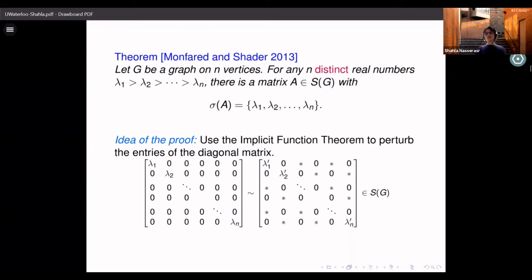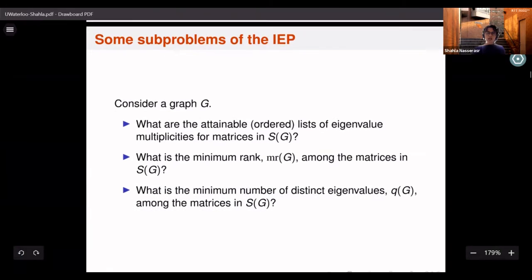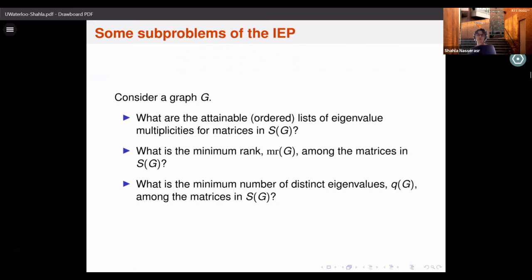So these are some of the results that are known about the inverse eigenvalue problem. Obviously, there are way more results than I can talk about here. I'm just going to talk about some of the sub-problems for now. So when you think about the inverse eigenvalue problem, the question is, which numbers can be the spectrum of a matrix in S of G? So the question is about the values of eigenvalues.